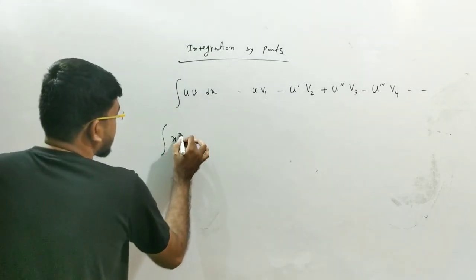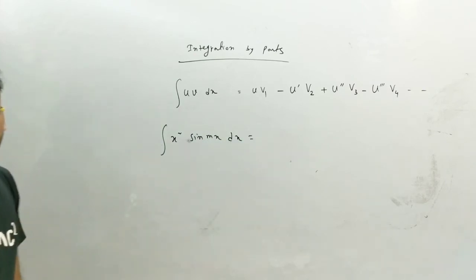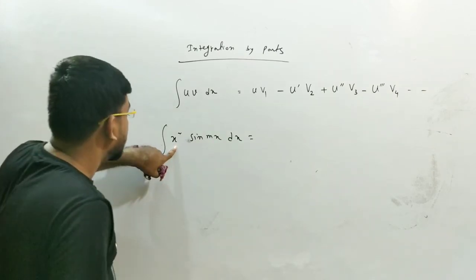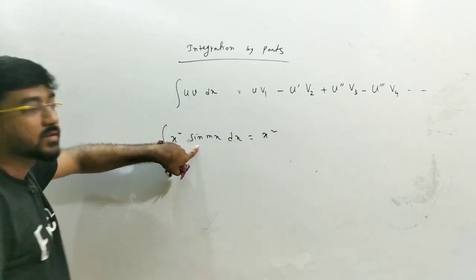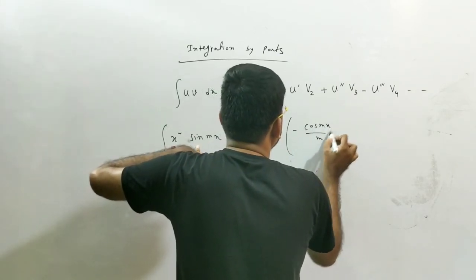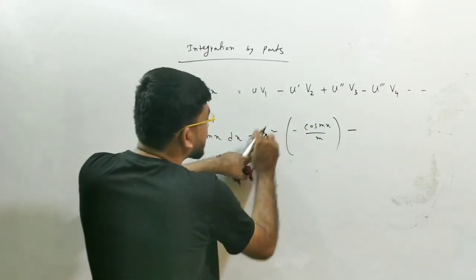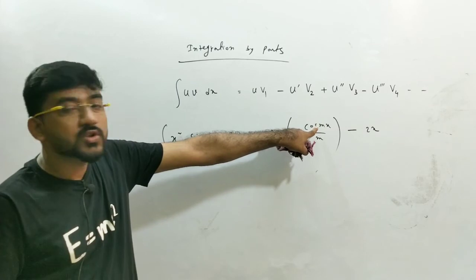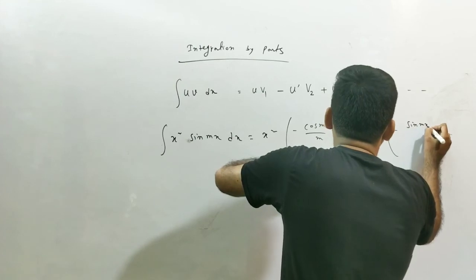If you have x square sin mx, or this kind of situation, we will get it in our analysis of Fourier series. So we can take x square as the first function and sin mx as the second function. According to this formula, x square will be unchanged and we take the integration of sin mx, which is nothing but minus cos mx by m. So this is now v1. In the second step, you take the differentiation of x square, which is 2x, and the integration of this now. The integration of cos mx is sin mx, so it will be just minus sin mx divided by m square.